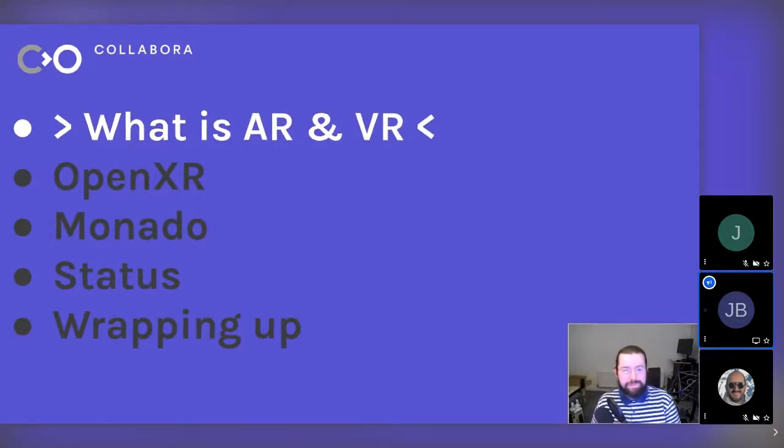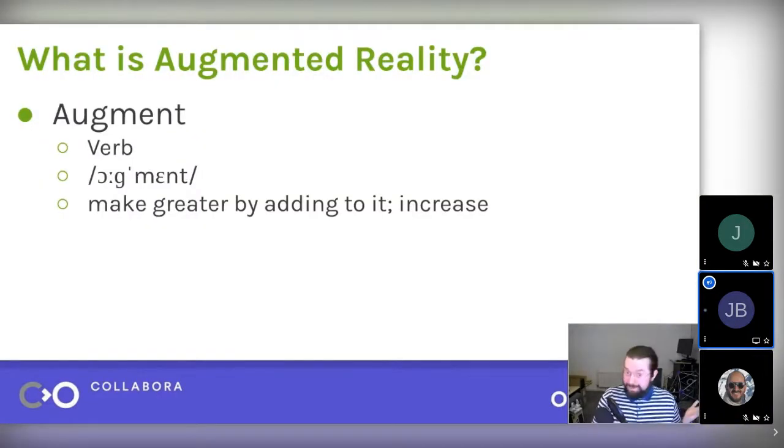So starting off, what is AR and VR? What is augmented reality? A simple definition of the word augment means make things greater or add to it. So that's what AR is.